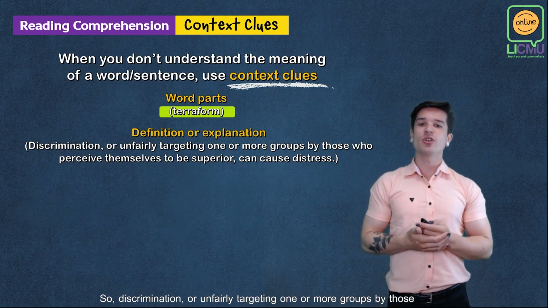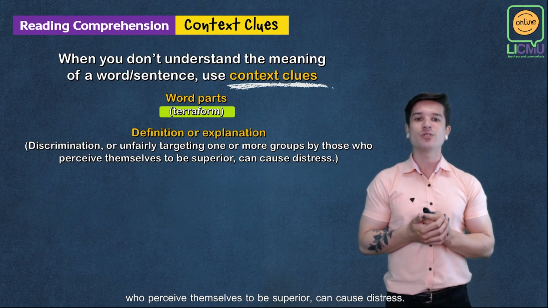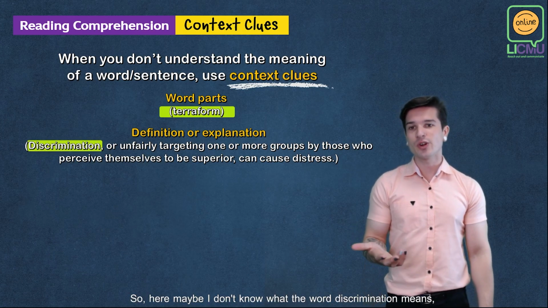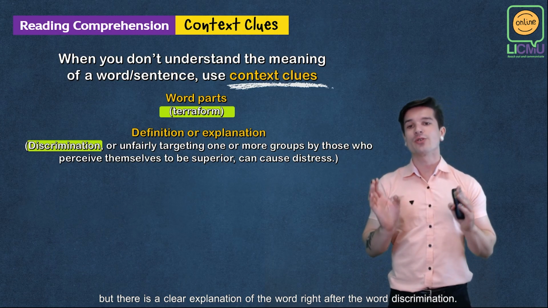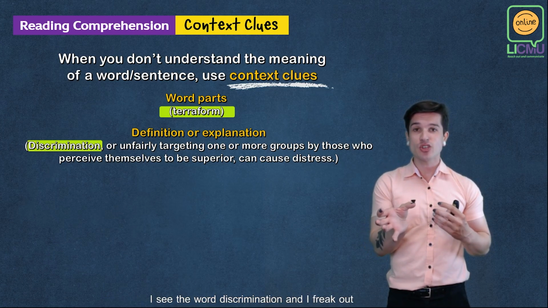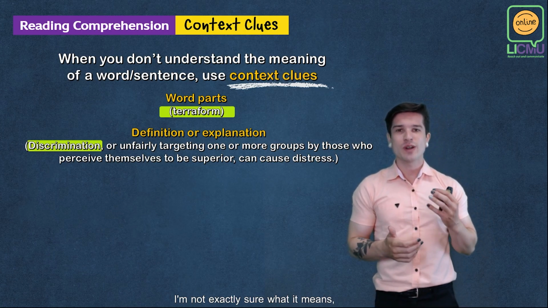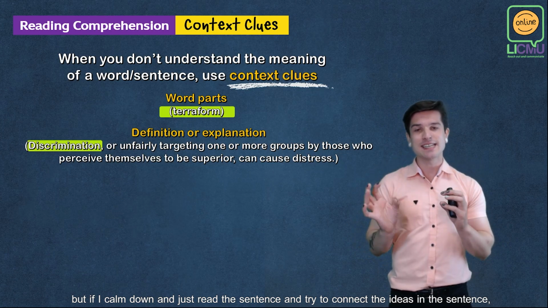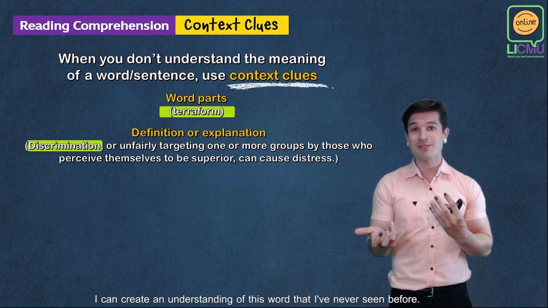So, discrimination, or unfairly targeting one or more groups by those who perceive themselves to be superior, can cause distress. So here, maybe I don't know what the word discrimination means, but there is a clear explanation of the word right after it. Sometimes when we're reading, I see the word discrimination and I freak out because I've never seen this word before. I'm not exactly sure what it means. But if I calm down and just read the sentence and try to connect the ideas in the sentence, I can create an understanding of this word that I've never seen before.